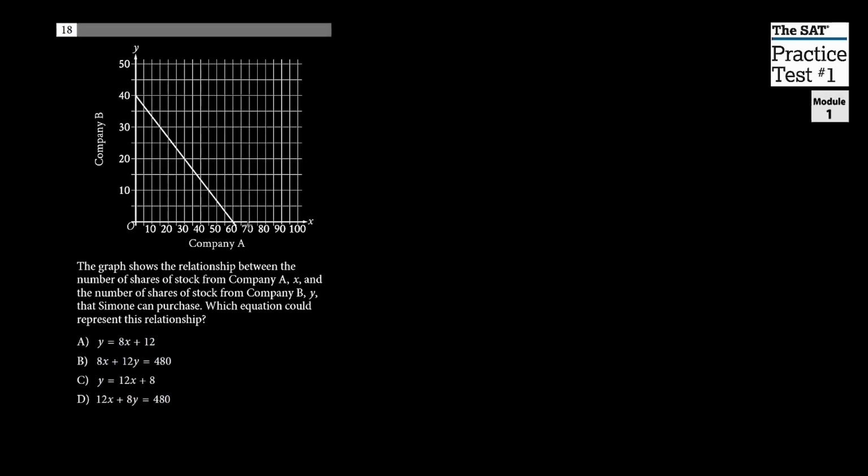Another straight line problem here. We've got a relationship here that Simone can purchase stocks from either company A or company B, depending presumably on how much money she wants to invest in those companies. Which equation represents the situation best?